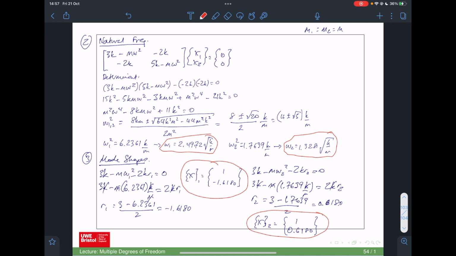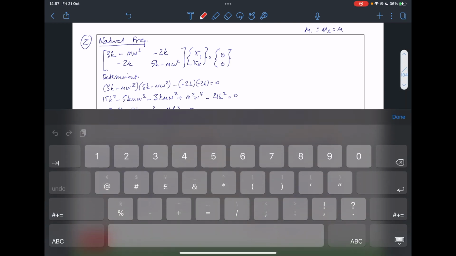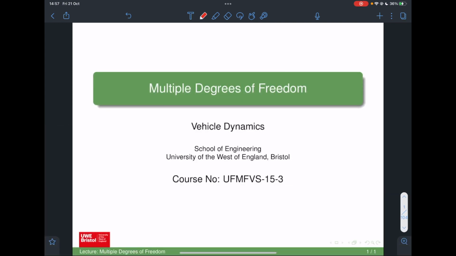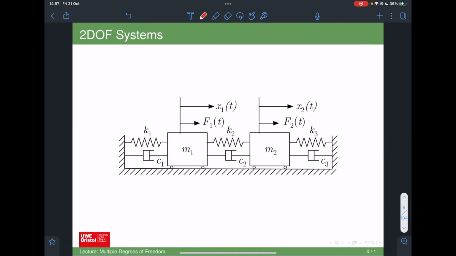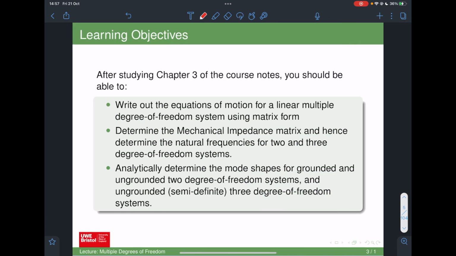That example again will be on Blackboard. So this chapter, like I said, was probably revision, or to jog your memory. Write out the equations of motion for a linear multiple degree of freedom system using a matrix form. We've done that. We have a quick method to do that. Once you've got the mechanical impedance matrix with the determinant, you'll find the natural frequencies by finding a quadratic.